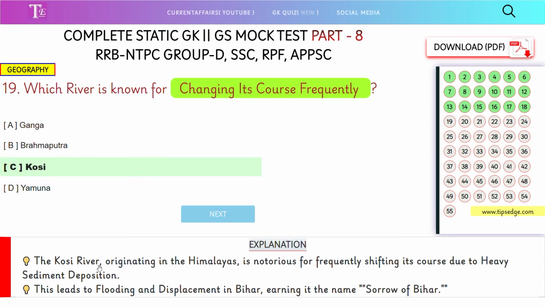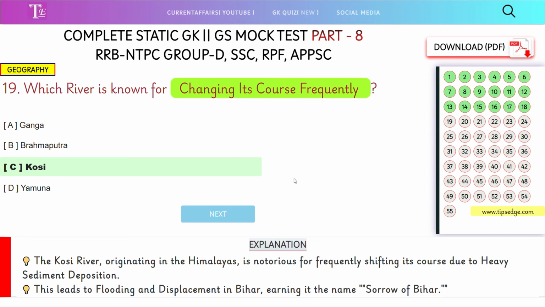The Kosi River, originating in the Himalayas, is notorious for frequently shifting its course due to heavy sediment deposition. This leads to flooding and displacement in Bihar, earning it the name Sorrow of Bihar.